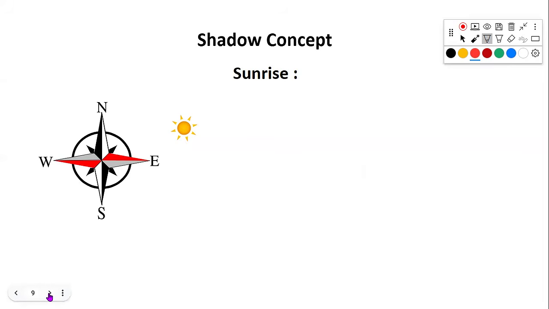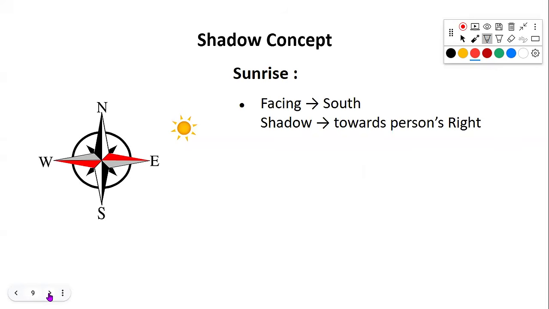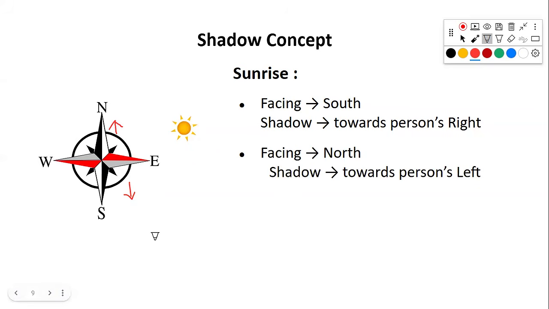Now sunrise. The sun is rising in the east. If you are facing south, with the sun rising in the east and you looking towards the south side, the shadow is towards the person's right side. You are facing down like this, arrow mark. You are facing towards south, the sun is rising in the east, so obviously the shadow is towards your right side. And if I'm facing north like this, the sun is towards my right side, because the sun is rising from the east and I am facing north. Now the shadow will be towards my left side, towards the person's left. Got it?